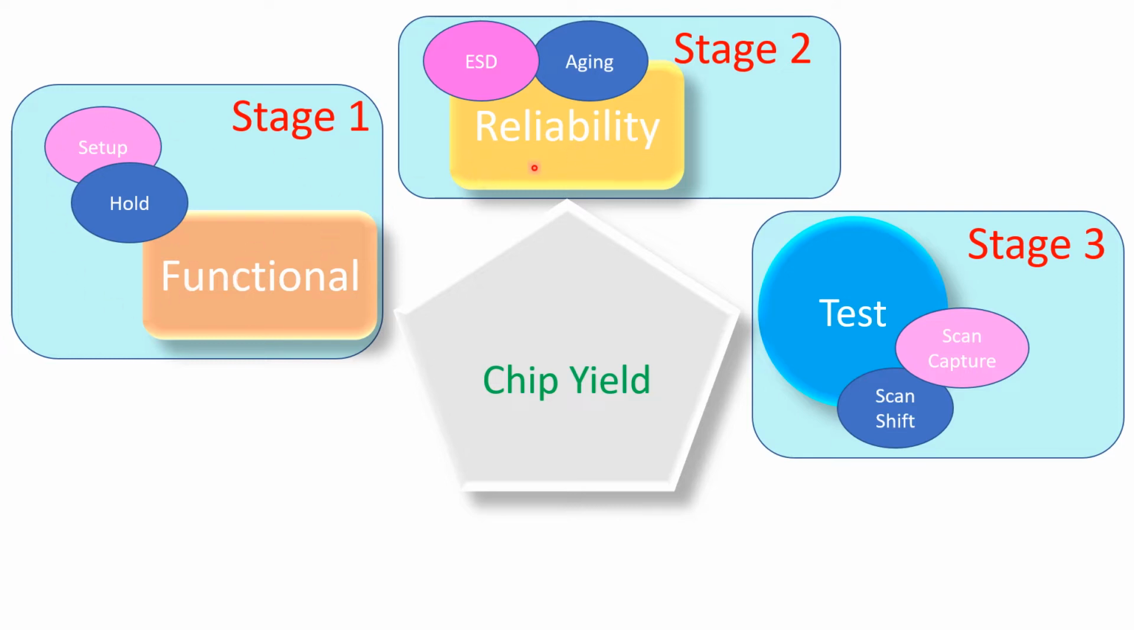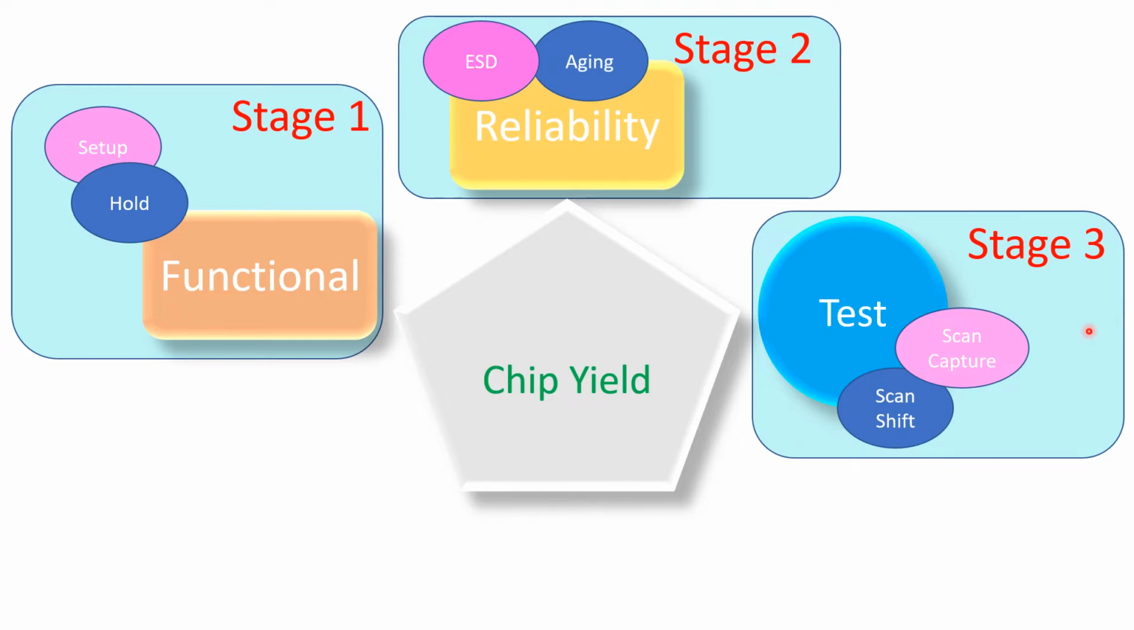Similarly, for chip reliability operation, ESD wise, aging wise, EM (electromigration) wise, and latch-up wise, in all these respects the chip needs to function as expected. Aside from that, during testing time also, the chip needs to function as expected. So during scan shift, scan capture, IDDQ, at-speed, in all these stages the chip needs to function as expected. Then only we can get reliable chip yield. Based on that, the chip overall yield is calculated.